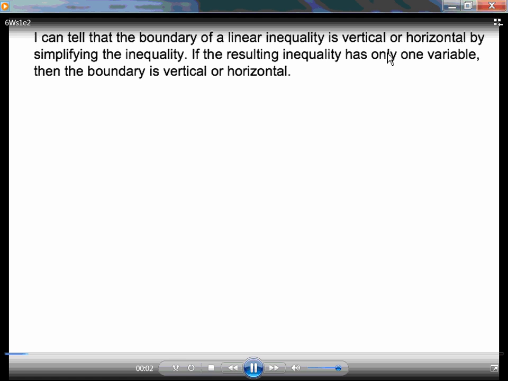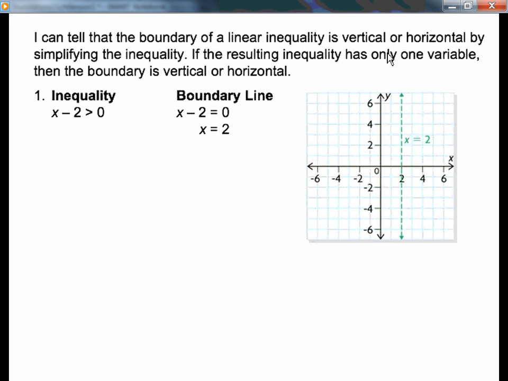I can tell that the boundary of a linear inequality is vertical or horizontal by simplifying the inequality. If the resulting inequality has only one variable, then the boundary is vertical or horizontal. I use the inequality x minus 2 is greater than 0 as an example. The boundary line is x equals 2. When the boundary line contains the variable x but not the variable y, it is vertical. I can verify this by graphing. The linear inequality x minus 2 is greater than 0 has a boundary line that is vertical because x must always have the constant value of 2, while y can take on any value.